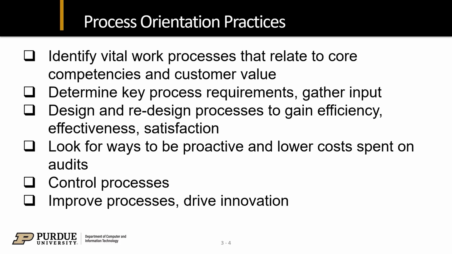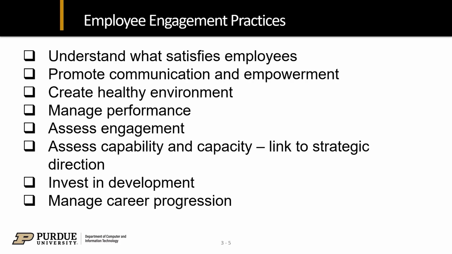Process orientation practices. Identify vital work processes that relate to core competencies and customer value. Determine key process requirements. Gather input. Design and redesign processes to gain efficiency, effectiveness, and satisfaction. Look for ways to be proactive and lower costs spent on audits. Control processes. Improve processes and drive innovation. Again, practices when it comes to quality management.